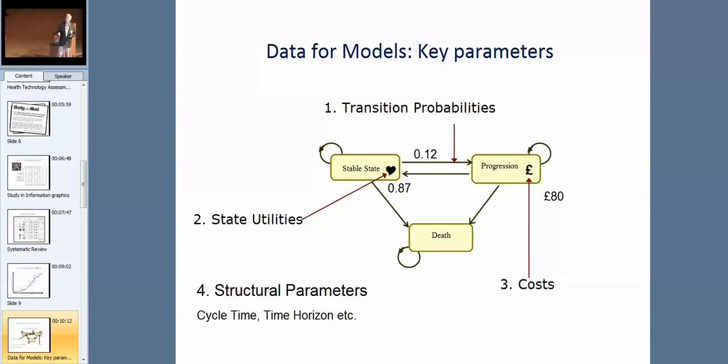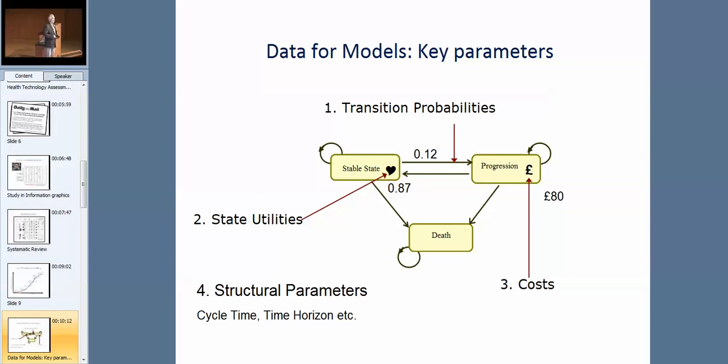And then you need the probabilities of transferring across from one state in the model to another. So at each cycle, patients who are in the stable state in this model have a 0.12 probability of progressing to the progression state. And those transition probabilities might easily vary between different drugs, different interventions, based on the data sets that you have available. There's also other parameters to do with the structure of the model and how long you model for, the so-called time horizon of the model.